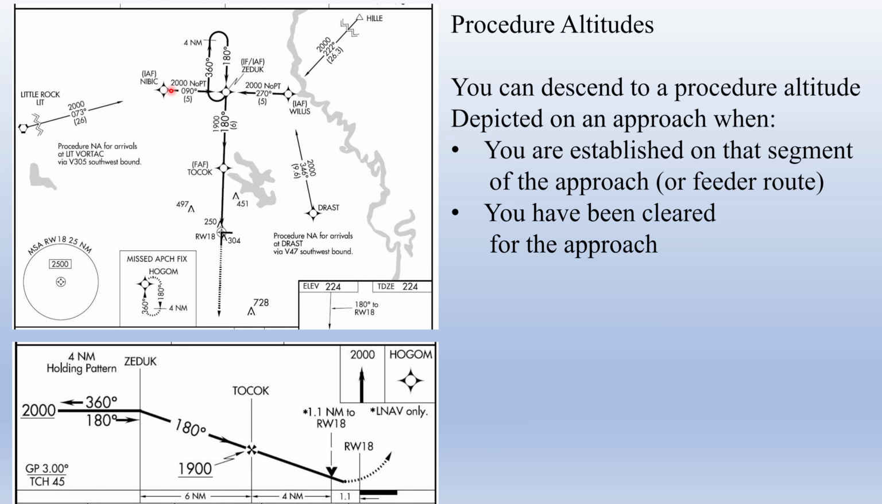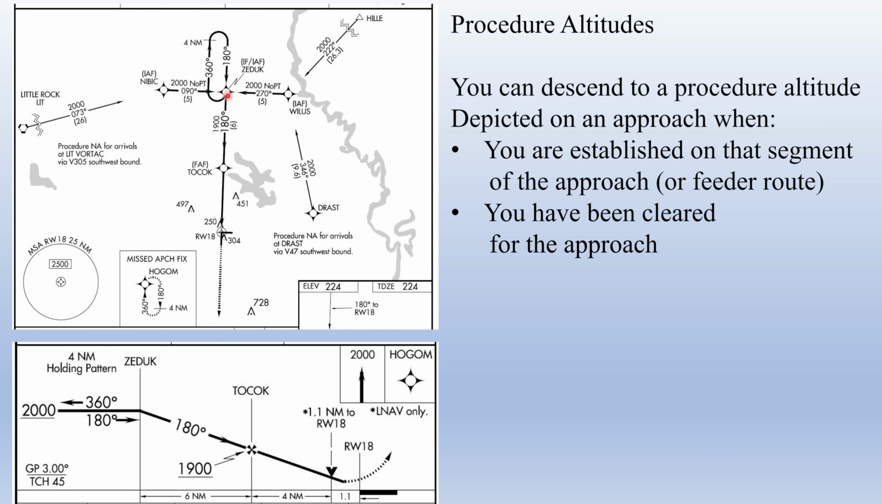And I have been cleared for the approach, so I can use the procedure altitude that's here. So I can go ahead and descend down to 2,000 feet, and I'll fly inbound to Zedek. And once I get to Zedek, I do not have to do the procedure turn because it says no PT here, so I don't need to do the hold or the procedure turn. And then I will turn inbound on the intermediate segment to Tukok.